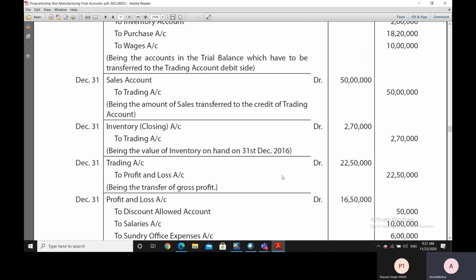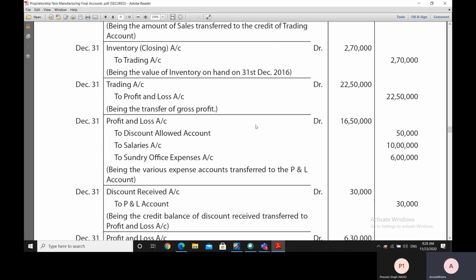So that we arrive at certain profit and loss. We are arriving at a balance of the gross profit, and that gross profit is being now transferred to the profit and loss account by debiting the trading account with the gross profit, because there is a credit balance, which means the gross profit is 22,50,000 rupees. We square off the trading account and we create an opening entry in the profit and loss account by crediting the profit and loss account with the gross profit.